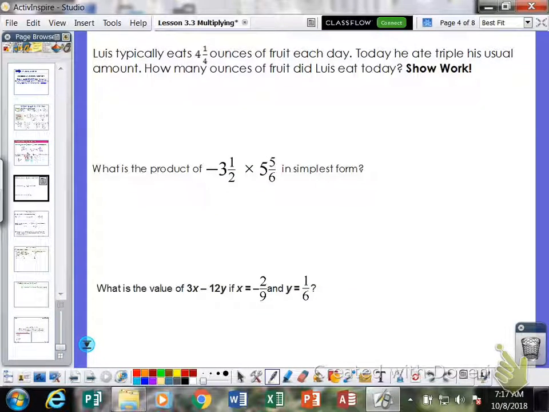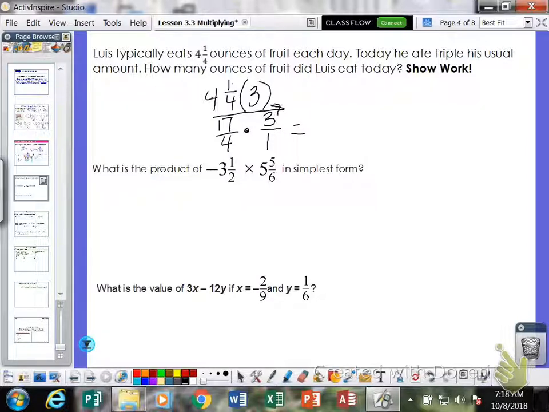Lewis typically eats 4 1/4 ounces of fruit each day. Today he ate triple his usual amount. How many ounces of fruit did Lewis eat? So basically what we want to do is take 4 1/4 times 3. So the first thing we've got to do is change this. 4 times 4 is 16, plus 1 is 17. 17 over 4 times 3 over 1.